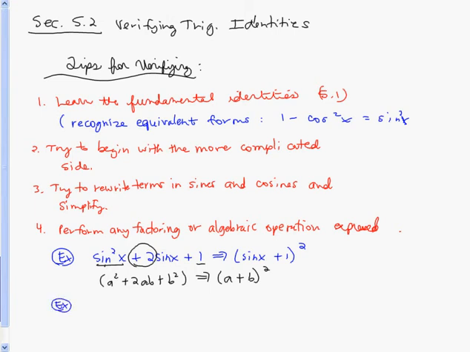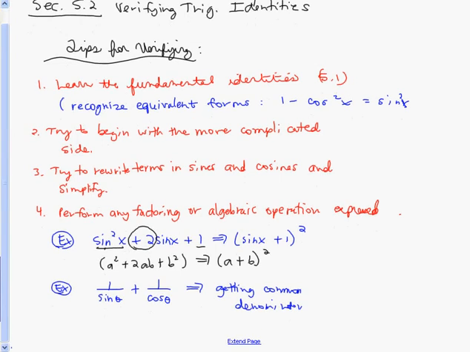Another thing that you can do when you have algebraic operations, things like 1 over sine of theta plus 1 over cosine of theta, this naturally lends itself to getting a common denominator. So do that. If there are things that seem to naturally appear, go with that. Work on that.